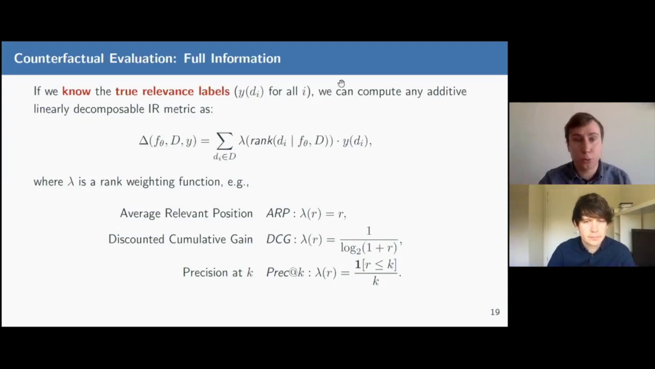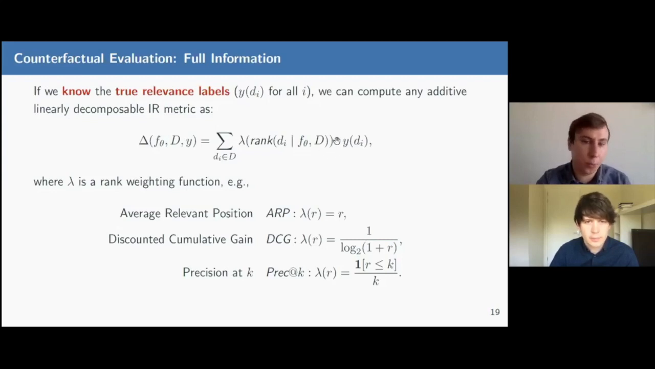If we know these true relevance labels, then we can compute any additive linearly decomposable IR metric with the following formula, where we write this as delta with three parameters: the ranker that we wish to evaluate, that's f theta, some collection of documents, and this relevance labeling function y that gives us the relevance labels. And then we can write it in this form where we have this lambda function, which I'll talk a bit more about later, and we have this rank function here. And this tells us what's the rank of a certain document d_i after we sort all the documents by our scoring function f theta.